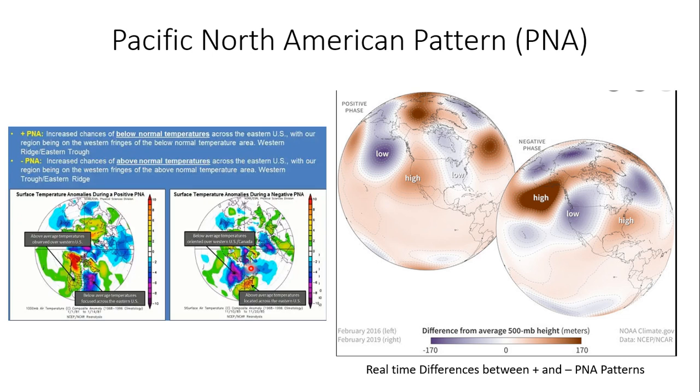When we have a negative PNA, we generally have the trough over the western U.S. and western Canada with cooler and wetter weather. And then we have a ridge over the eastern United States with a negative PNA. It's warm and dry over the southeast up to the mid-Atlantic. Generally, the east is really warm. Here's some real-time differences between a positive and a negative PNA pattern.